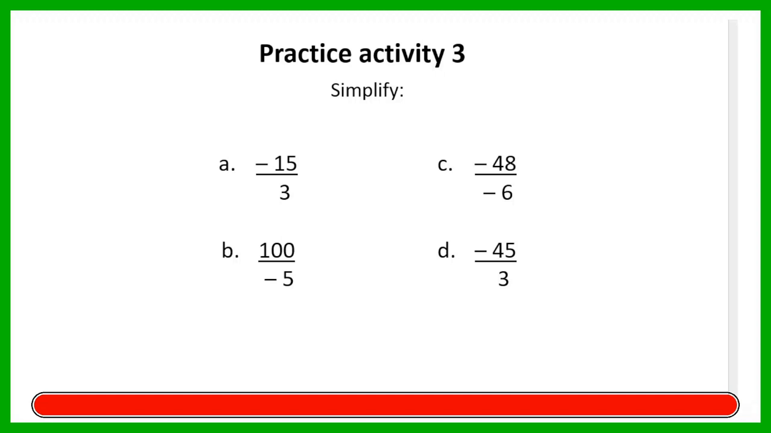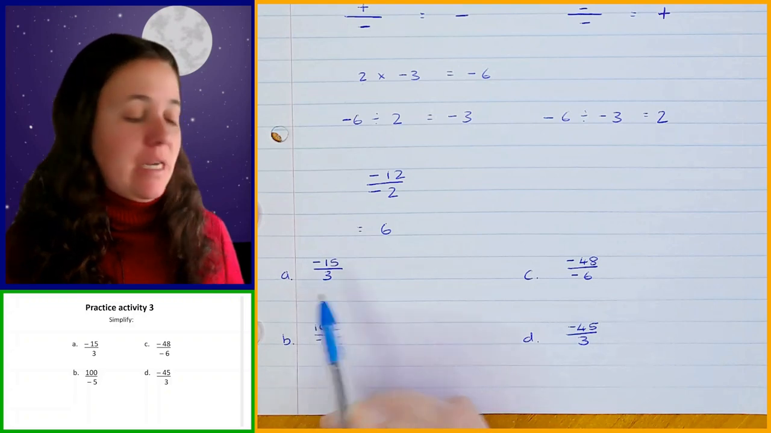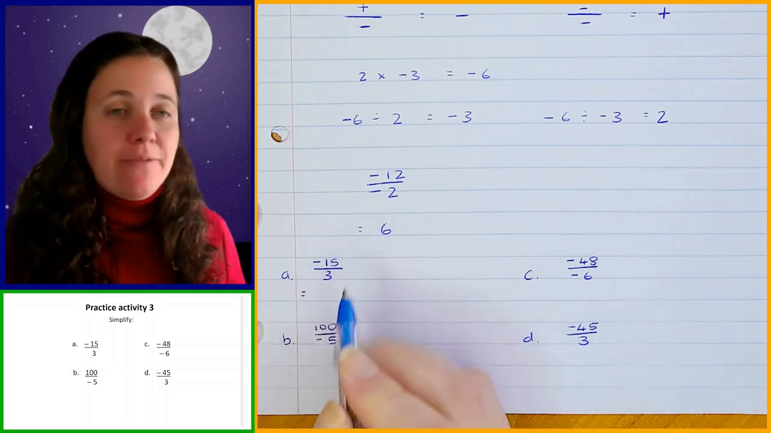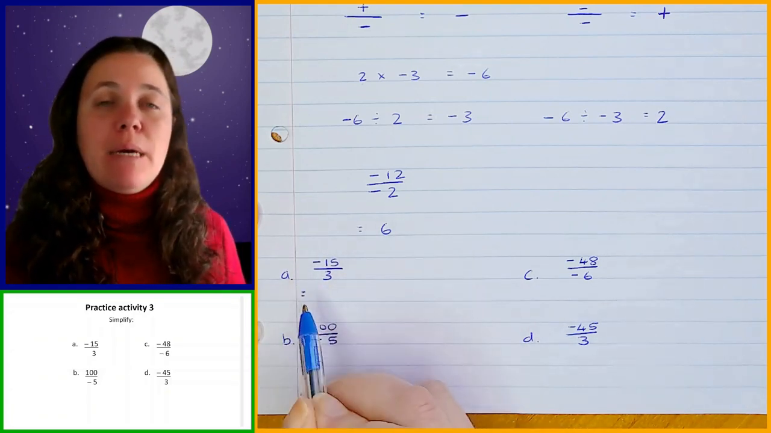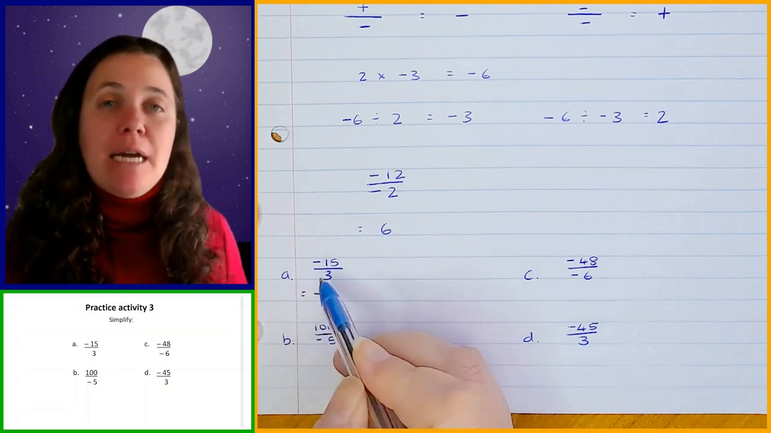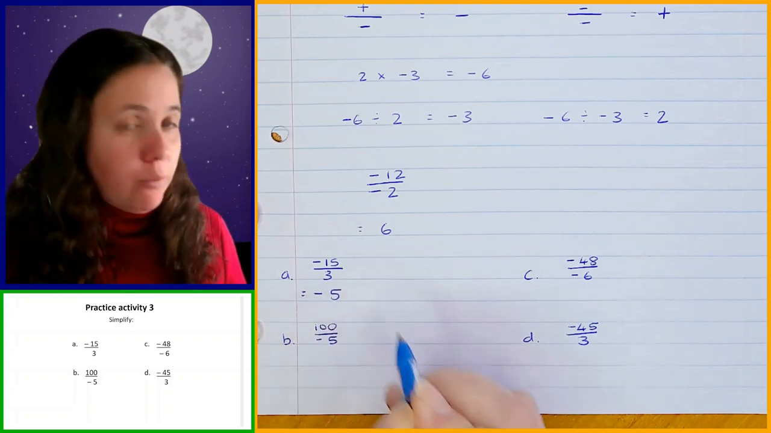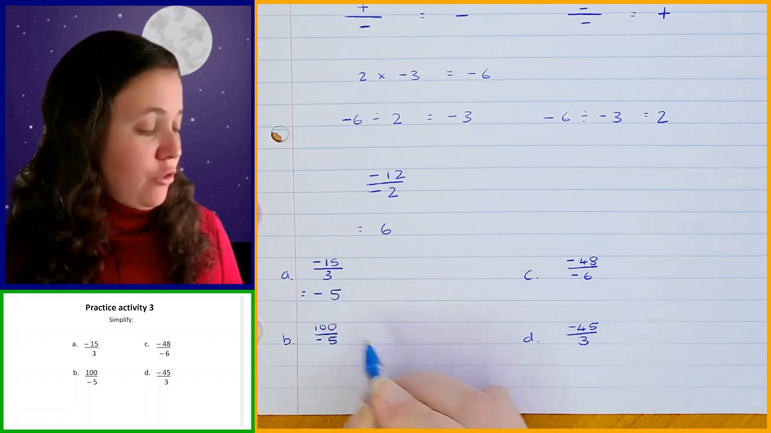Okay, so let's go through those examples. For question A, you had negative 15 divided by 3. First we identify our sign. We see we have a negative divided by a positive. That gives us a negative answer. So it's going to be negative. And then we divide our absolute value. So 15 divided by 3 gives me 5. So for that example, you should have got negative 5 as your answer.